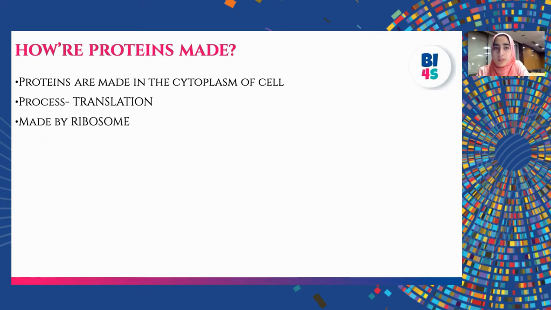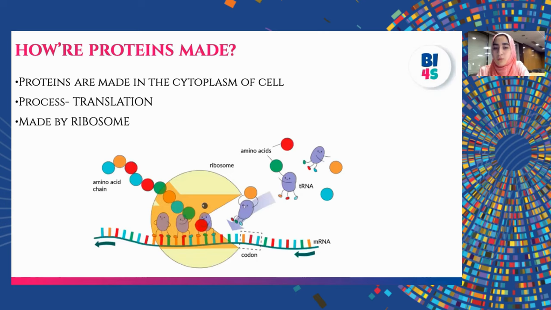Now, how are these proteins made? Proteins are made in the cytoplasm of the cell by a process that we call translation. Just like the mRNA is made by a special molecule called RNA polymerase, proteins are made by a special molecule called ribosome. Ribosomes are also called protein making factories. So what does this ribosome do? Ribosome reads the instructions, it reads the message that mRNA has got from the nucleus and converts this message into the form of amino acids.